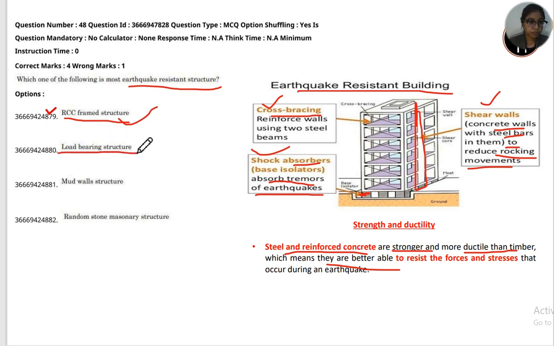Load bearing structure: you won't have any RCC elements or steel elements in that. So that's why it is not good as an earthquake resistant structure. Mud wall also doesn't have anything. Random stone masonry does not have any steel bars or elements like shock absorbers. These things, like your cross bracings, shock absorbers, and shear walls, are only possible with RCC frame structures. That's why we use it for earthquake resistance.